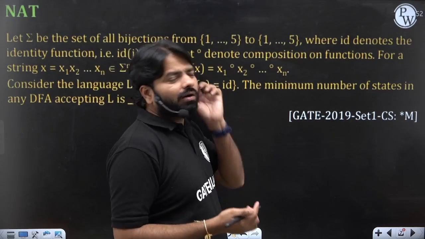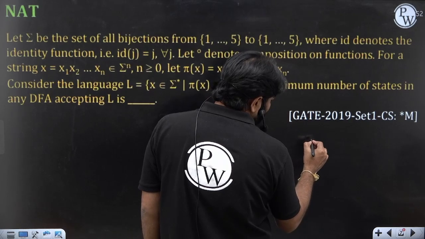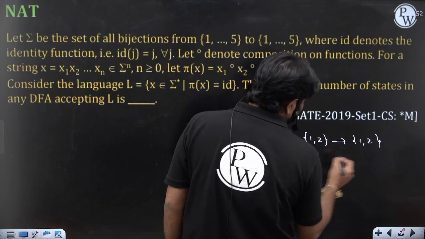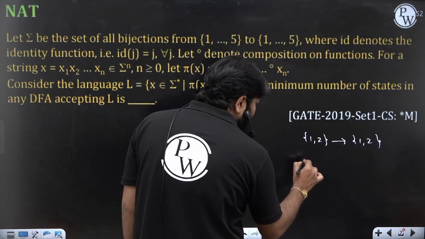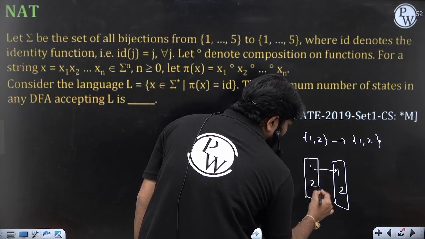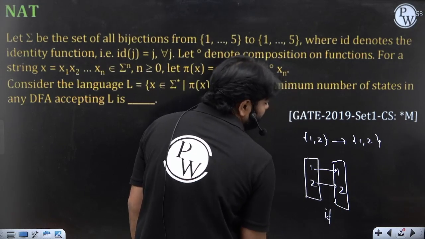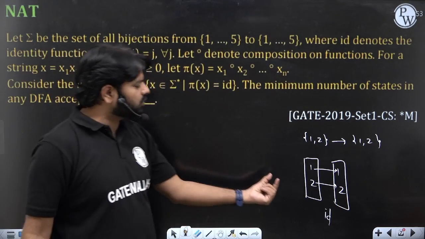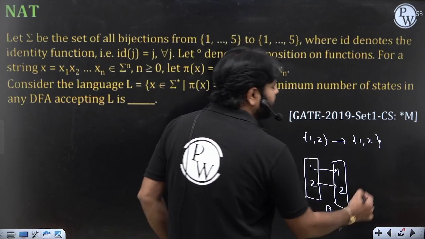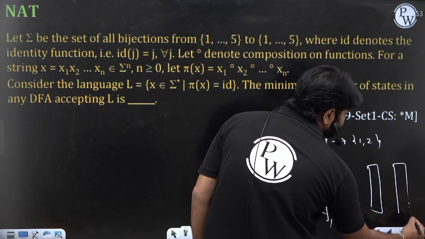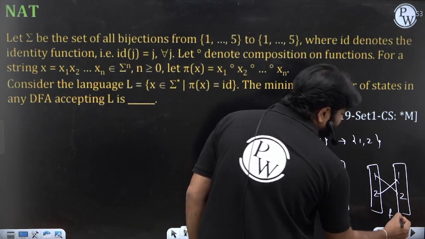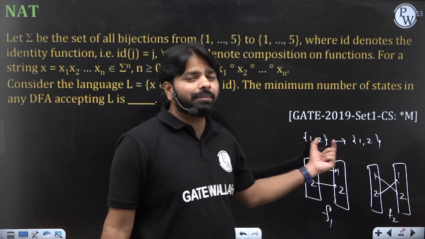Now let me help you understand this with a 2 element set. You have a 2 element set, let's say 1, 2 to 1, 2. How many functions can you form? First, 1 maps to 1, 2 maps to 2. This is called id, where id of 1 is equal to 1 and id of 2 is equal to 2. I'm calling this function f1, and another function f2: 1 maps to 2, 2 maps to 1. This is f2.